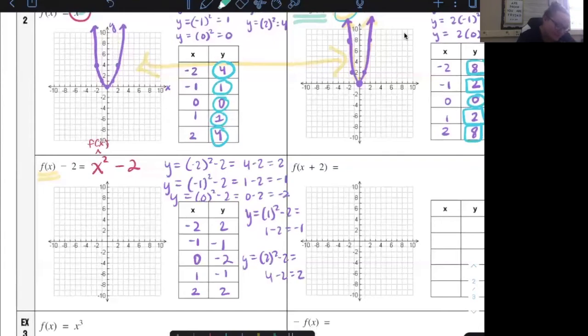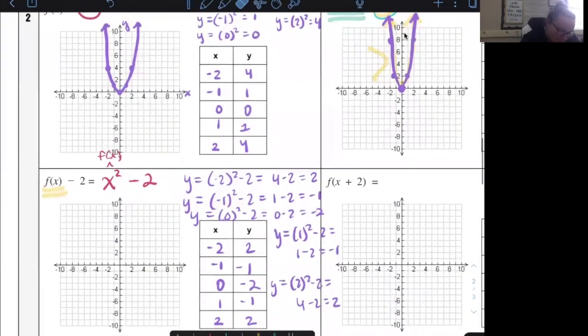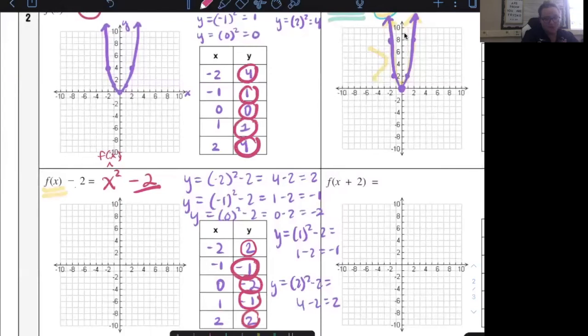All right. So let's compare these y values to the y values of the parent function. So check it out. What is 4 minus 2? 2. What is 1 minus 2? Negative 1. What is 0 minus 2? Negative 2. What is 1 minus 2? Negative 1. 4 minus 2? 2. So when I shift my function down 2, I'm literally taking all of the y values of the parent function and just subtracting 2, which lines up with what we just did algebraically.